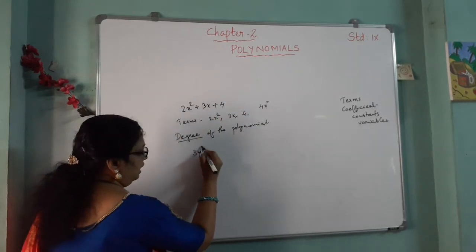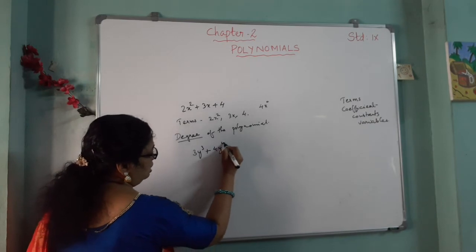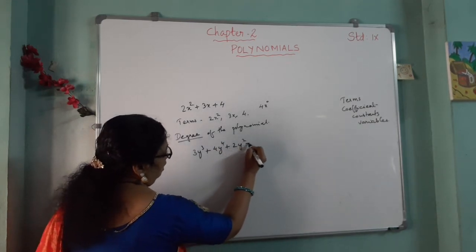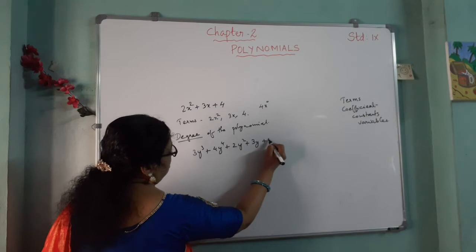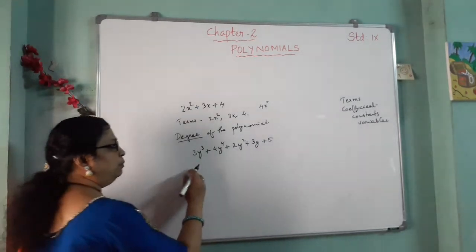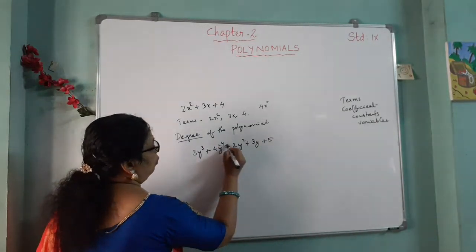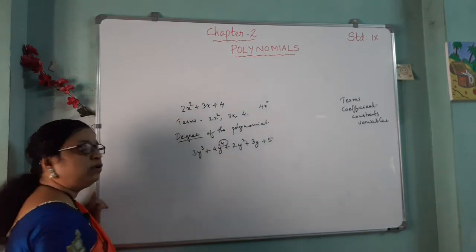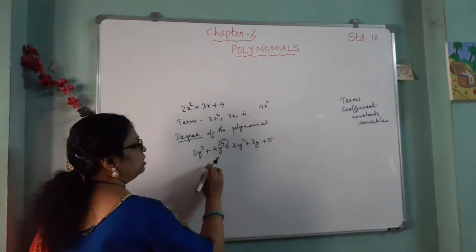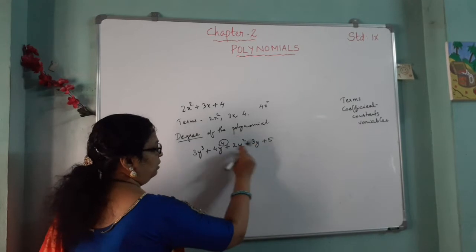And when we write 3y cube plus 4y raised to 4 plus 2y square plus 3y plus 5. This is also a polynomial of degree 4 because the highest power of the variable is here 4. So the degree of this polynomial is 4.